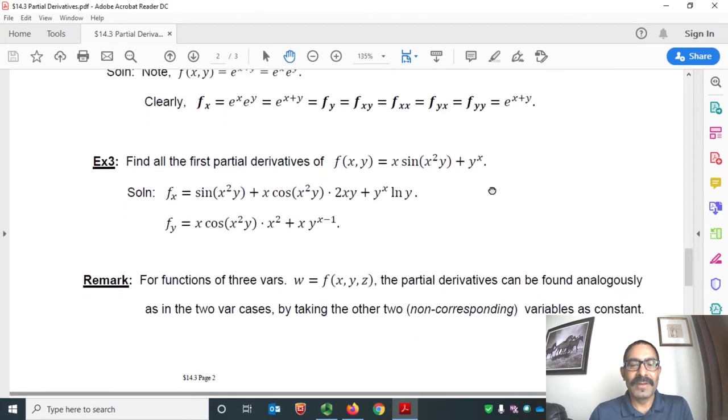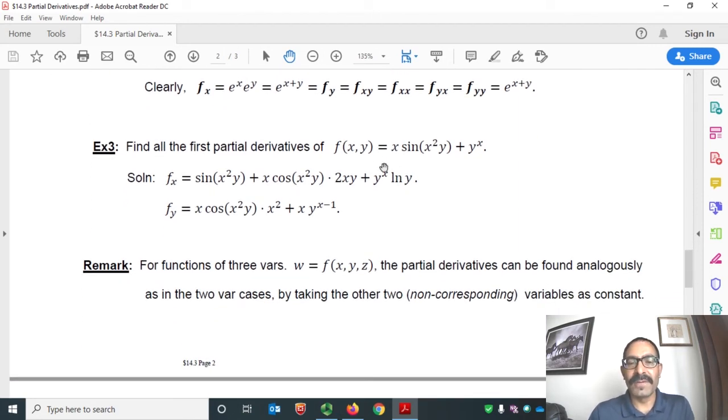Now let's move on. Example 3. Find all first partial derivatives of the function f equals x sine of x squared y plus y to the x. So let's begin the solution. Let's take the partial derivative of f with respect to x. Keep y constant. Here we need to apply the product rule. The derivative of x is 1, so just copy the second function as it is, plus the first function x as it is, then sine becomes cosine of x squared y, and by the chain rule, taking the derivative with respect to x, with y constant, gives 2xy. I hope this makes sense to you.